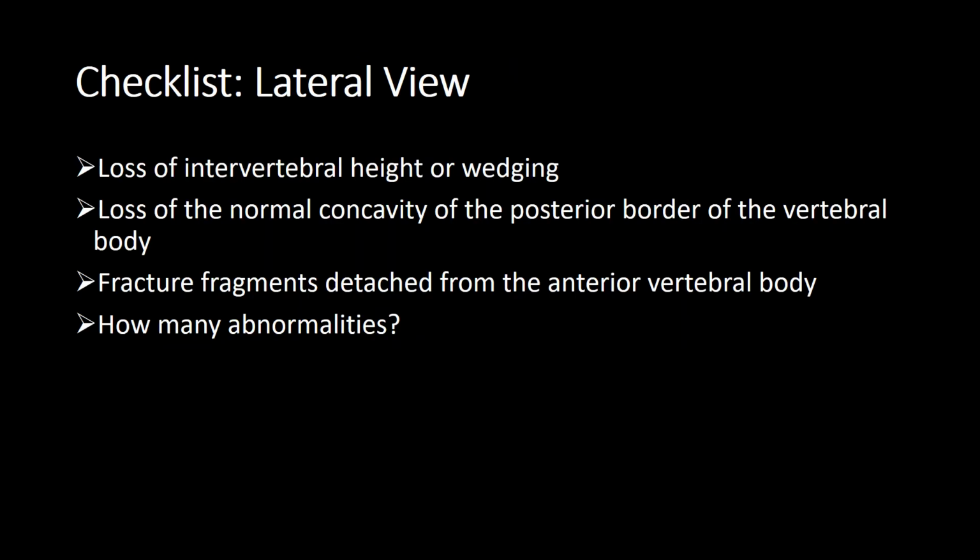So what are the important things to check for? On your lateral view, you're looking for loss of vertebral height or wedging. You're looking for loss of the normal concavity of the posterior border of the vertebral body. Do you have any detached fracture fragments from the anterior vertebral body? And remember, if you see one abnormality, keep searching. Are there multiple abnormalities?